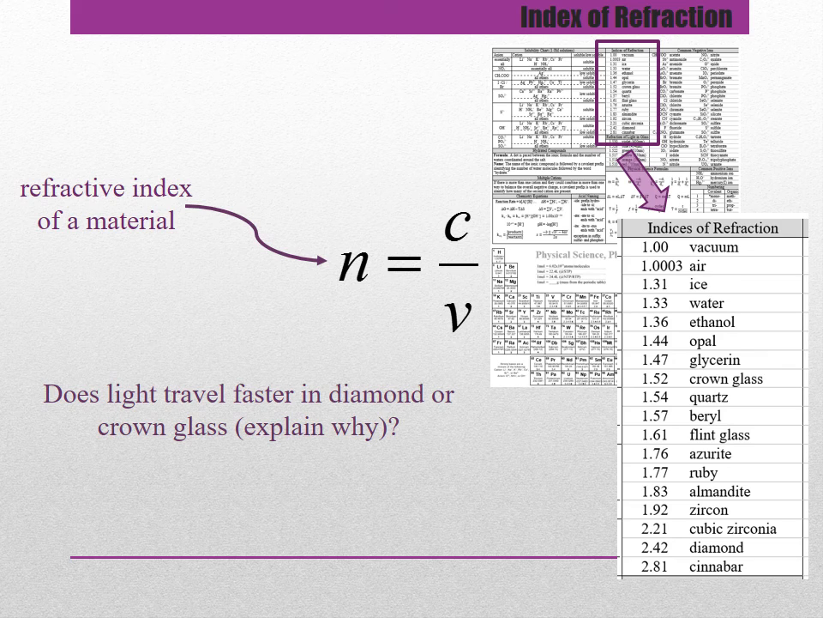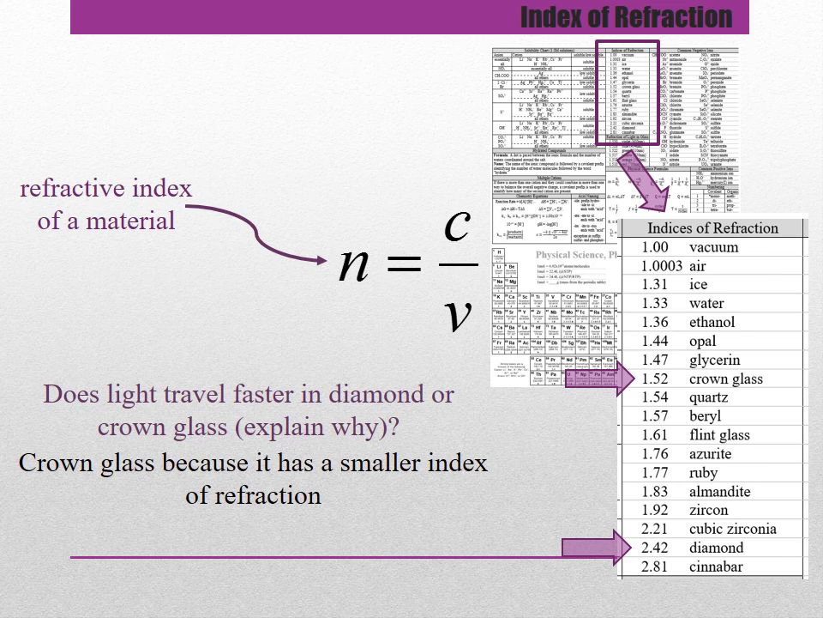Does light travel faster in diamond or crown glass? Explain why. Crown glass has an index of refraction of 1.52 and diamond has an index of refraction of 2.42. So light would travel faster in crown glass, and that is because crown glass has a smaller index of refraction.